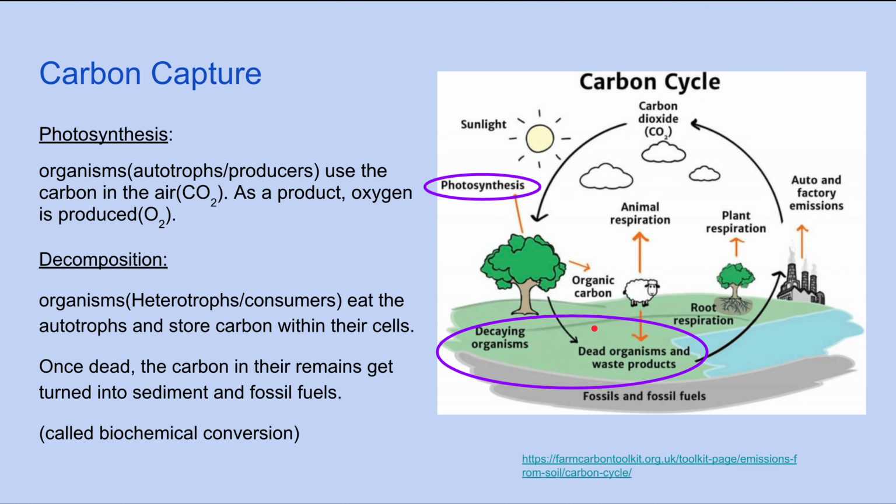So let's just run through carbon capture one more time. We start off with carbon dioxide in the atmosphere, which goes into photosynthesis, which uses the carbon dioxide to produce oxygen. Whenever the organism, like a tree, dies, it gets turned into fossil fuels, or it decomposes with the help of bacteria and fungi. Same thing with animals, except they use the oxygen from the autotrophs to get their energy. And whenever they die, their remains become fossil fuels and waste products as well.